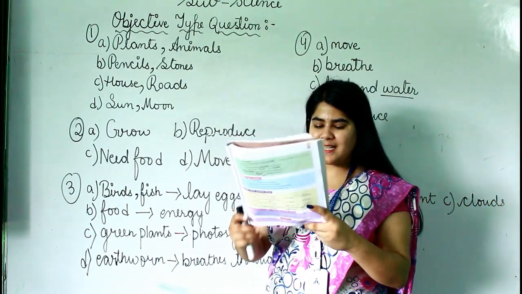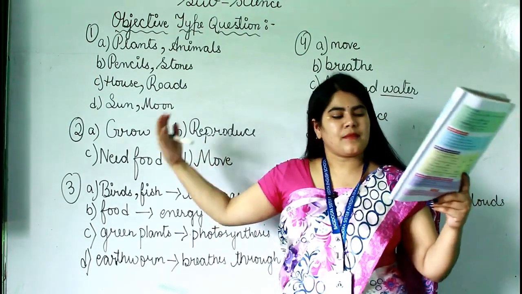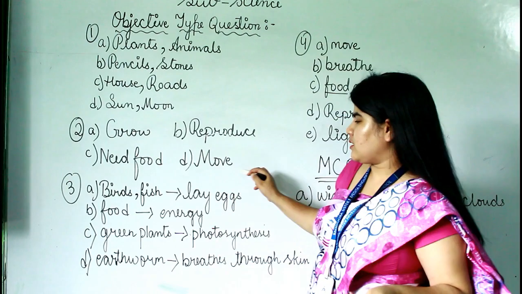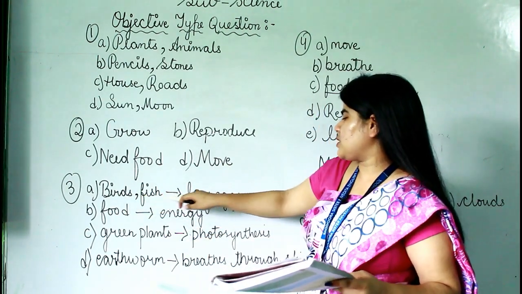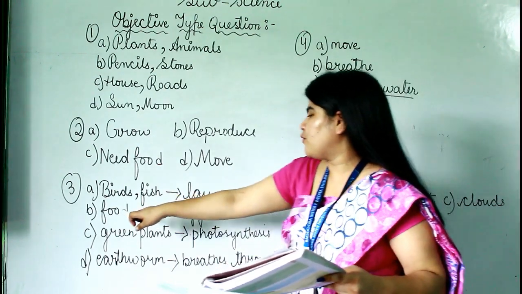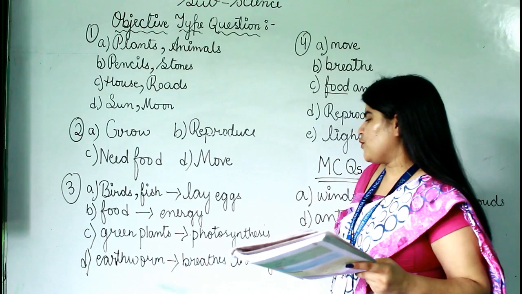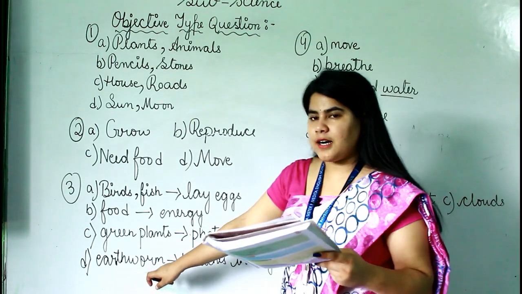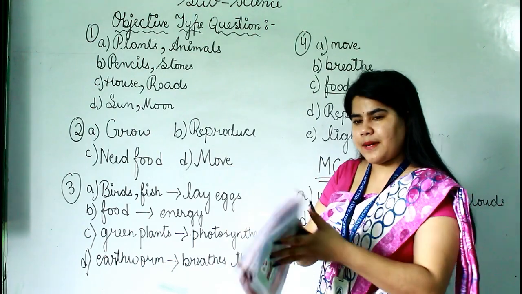Okay. Now match the following. Here you have to match column A with column B. I have directly written the answers over here. Birds and fish, they lay eggs. Food, energy. Green plants, photosynthesis. Earthworm, breathe through skin. Okay.